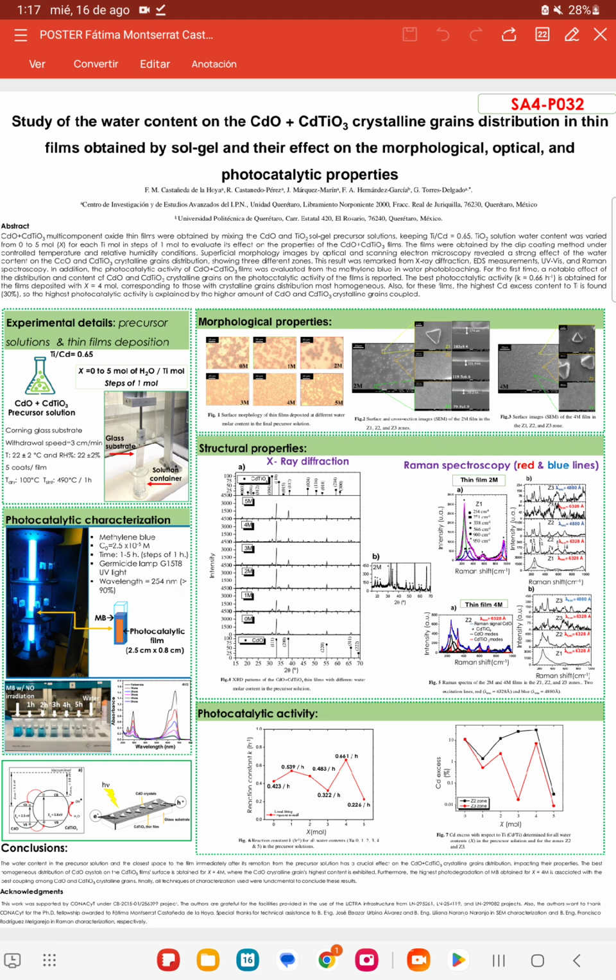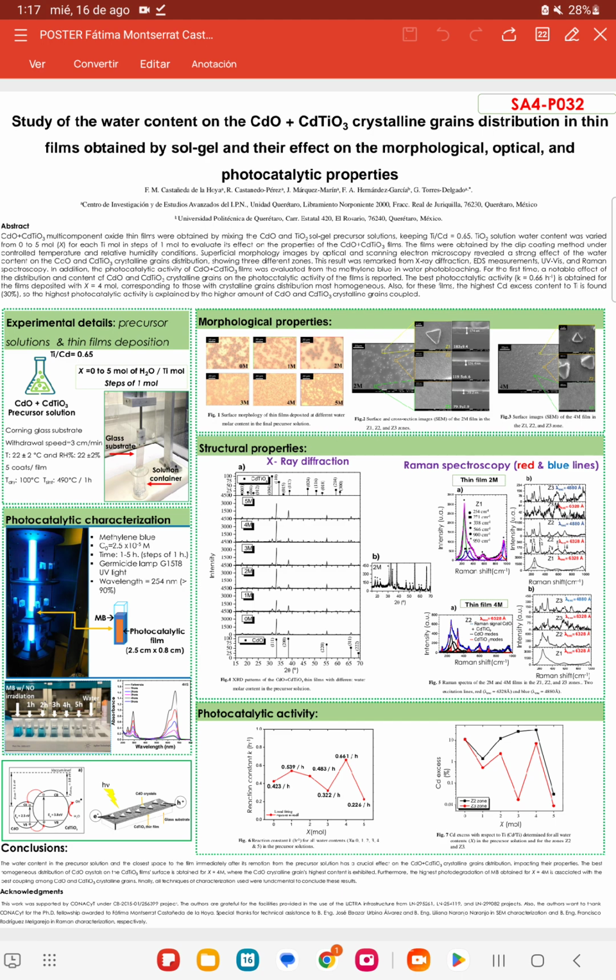In addition, the photocatalytic activity of cadmium oxide and cadmium titanate films was evaluated from the methylene blue in water photobleaching. For the first time, a notable effect of the distribution and content of cadmium oxide and cadmium titanate crystalline grains on the photocatalytic activity of the films is reported.